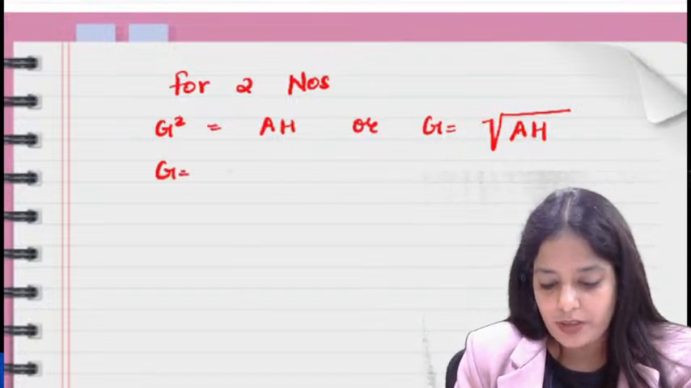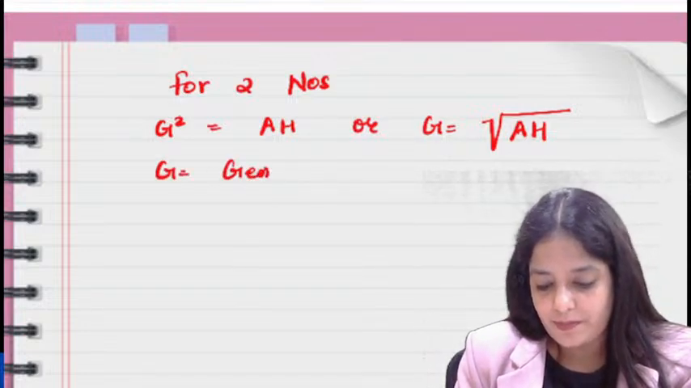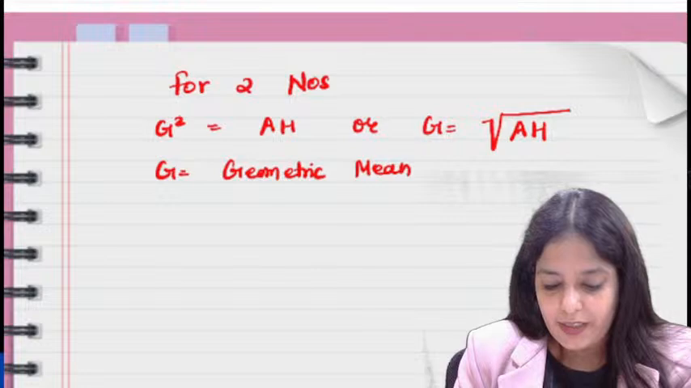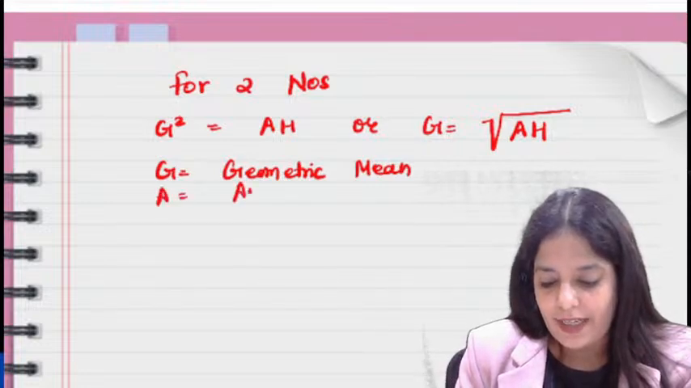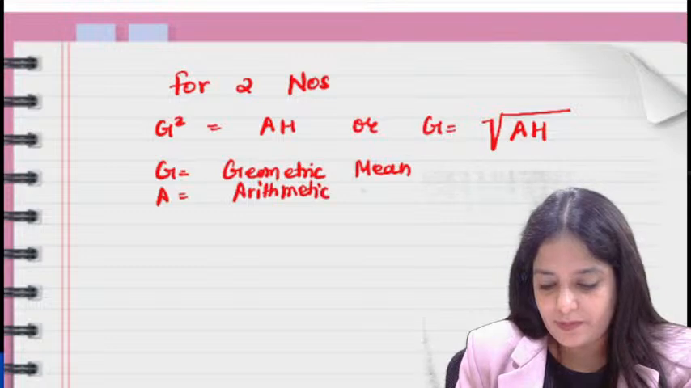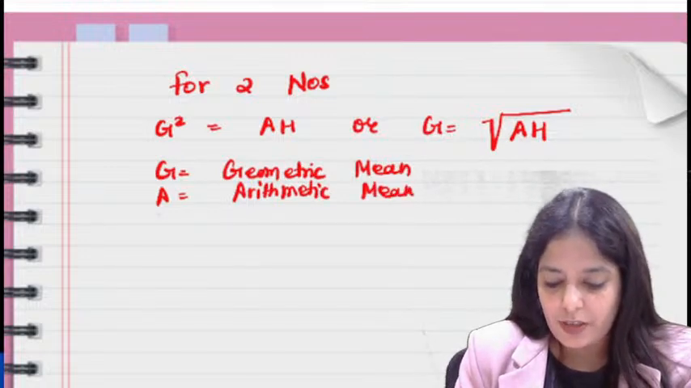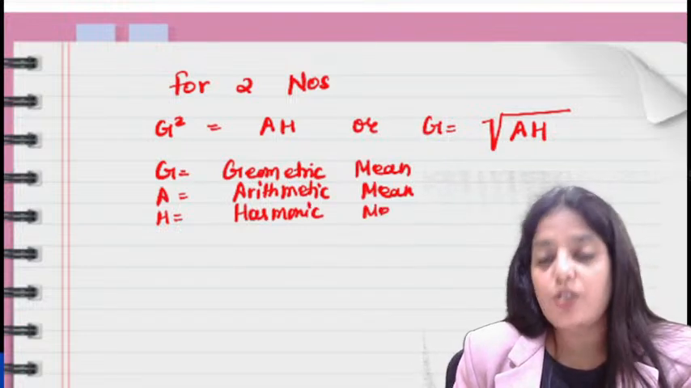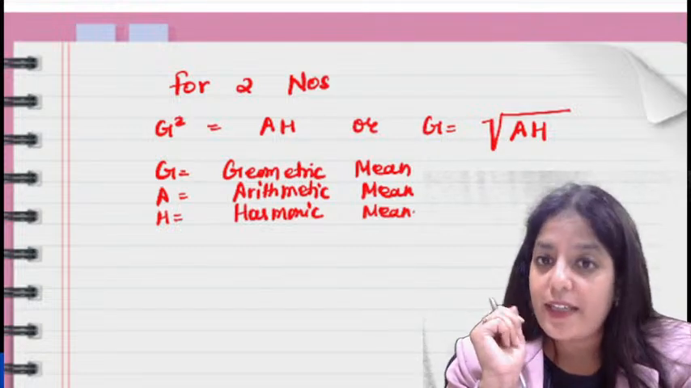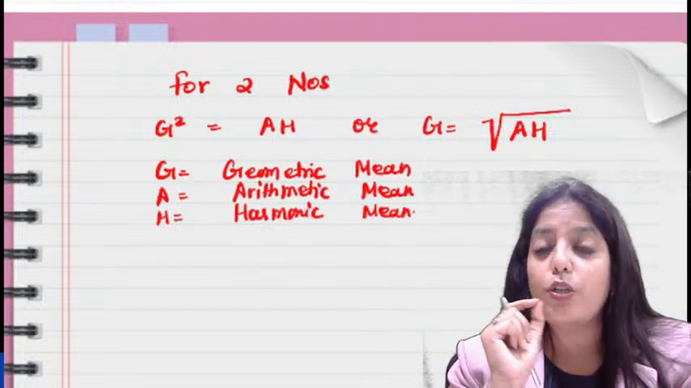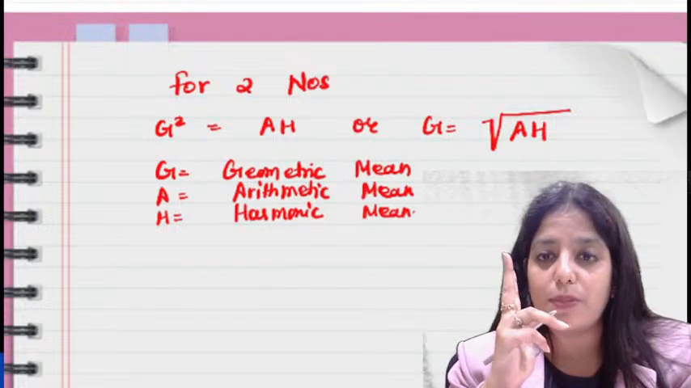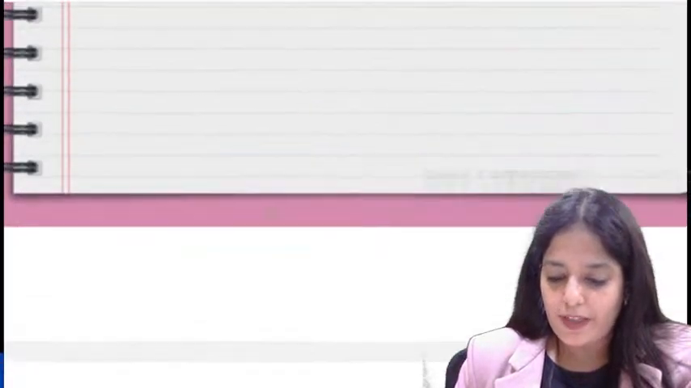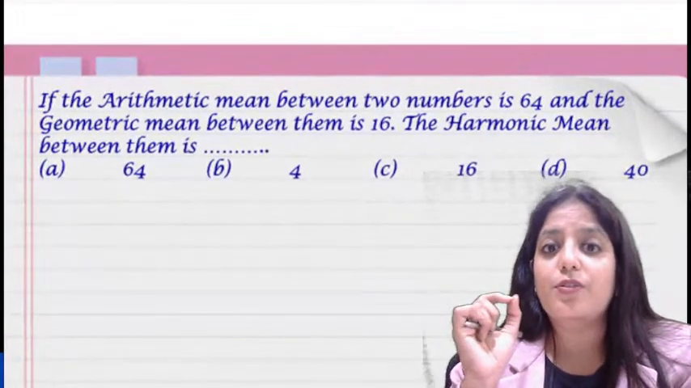G is equal to what? Geometric mean of the numbers, and a is equal to what? Arithmetic mean of the numbers, and h is equal to what? Harmonic mean of the numbers. So this relationship between AM, GM and HM holds true only when we have two numbers in the series. In the question they have clearly said that we have two numbers.